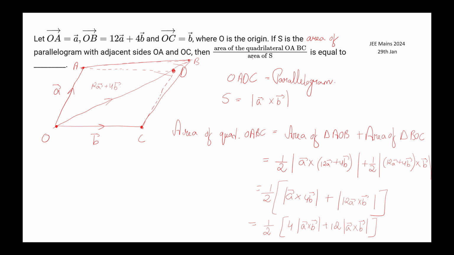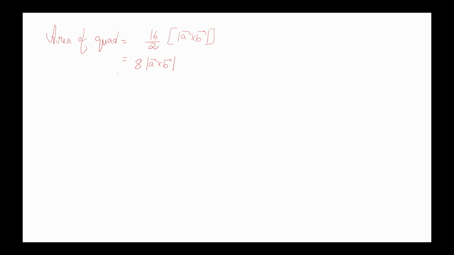And what was asked to us in the question? We had to find out area of quadrilateral OABC upon area of S. So basically our answer becomes 8 times of A vector cross B vector upon area of parallelogram, which we had found out to be A vector cross B vector. So from here this gets cancelled and we get 8 as our answer.